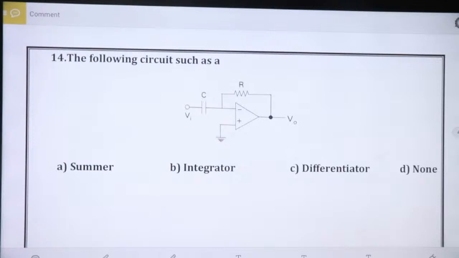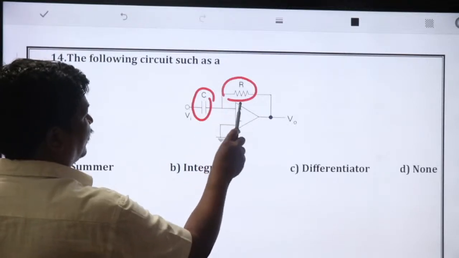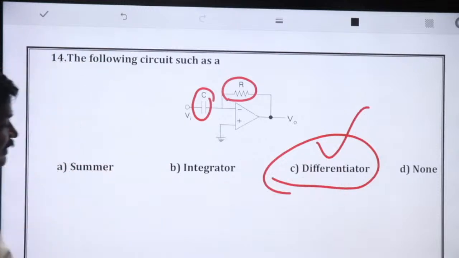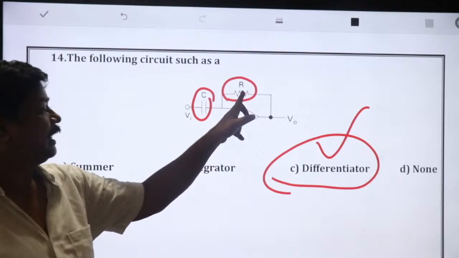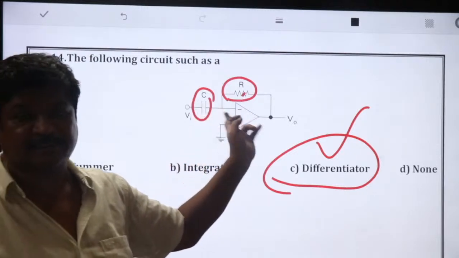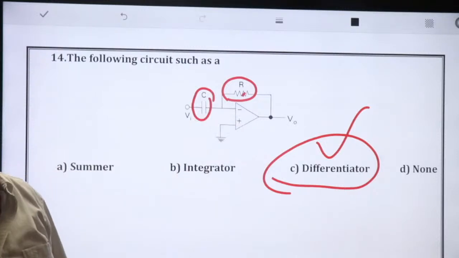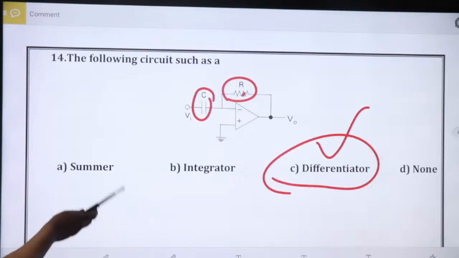Next, the following circuit acts like a differentiator whenever the capacitor is here and the resistor is here. Suppose the capacitor and resistor are interchanged, then it acts like an integrator. Okay, ma? Right? Next.